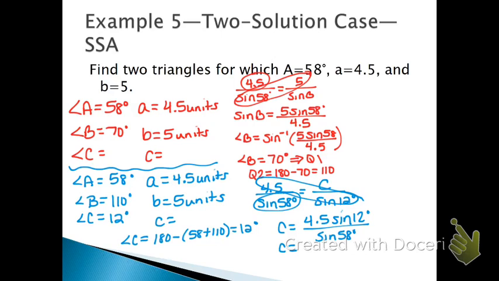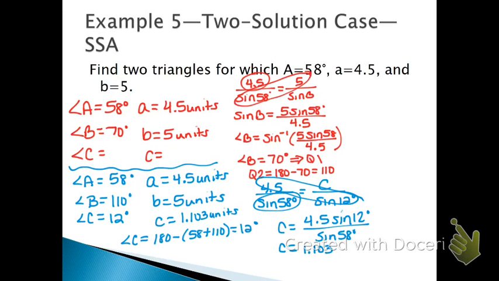I got 1.1. You got 1 point what? 1.1033. Okay. 12 degrees is a small angle. It was 70 degrees and it was 5 units. 110 degrees and it's 5 units. 58 degrees was 4.5. So 12 is going to be really small, okay? Because it's going to be smaller than the others. So that one sounds reasonable. So 1.103 units.